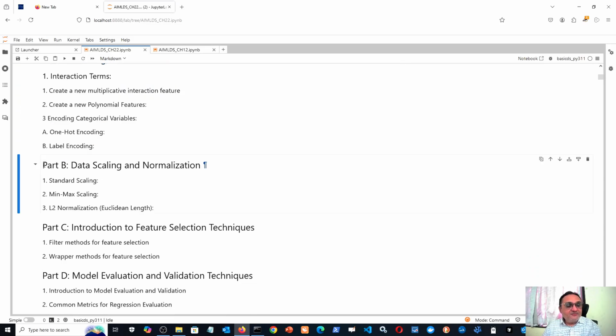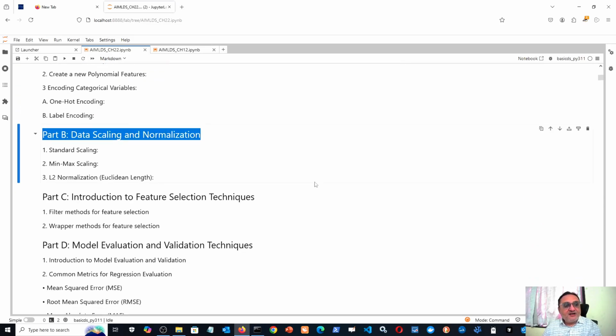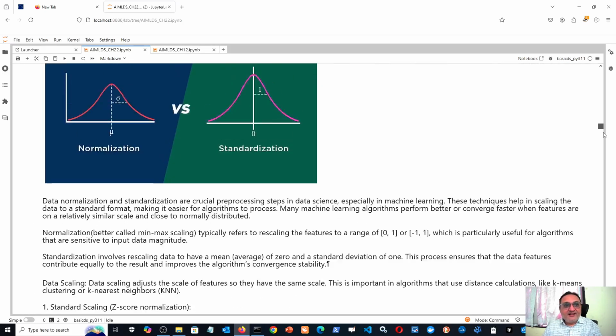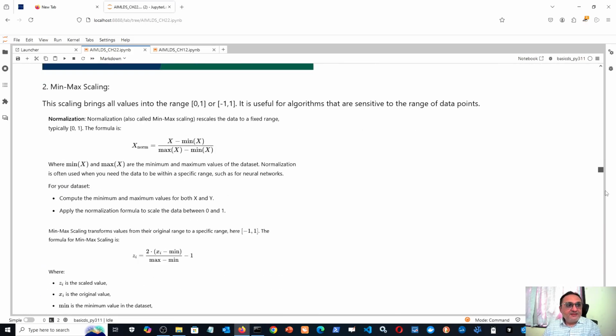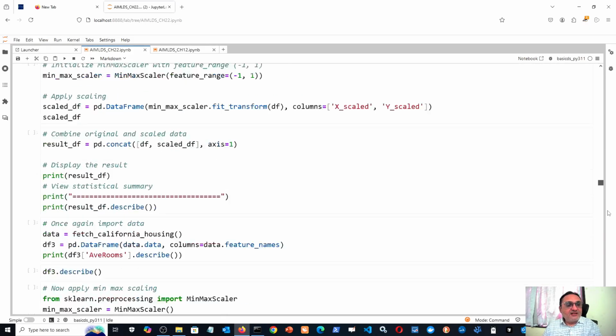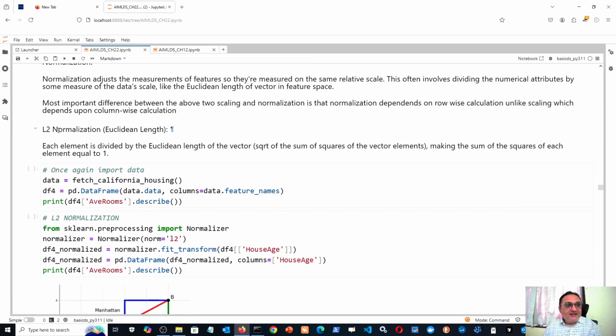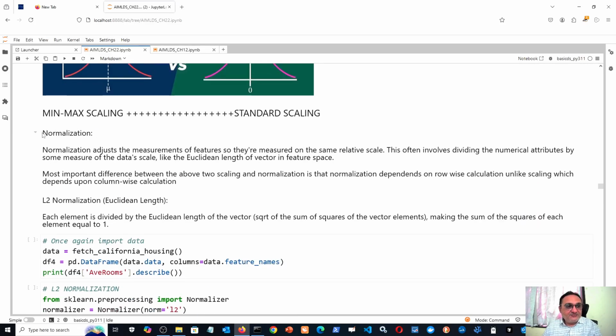Then in part B, we are at present doing data scaling and normalization, in which we have already done standard scaling and min-max scaling. So that means only one thing is now left in this part B. We have already done these two, okay? And now what is left is normalization.